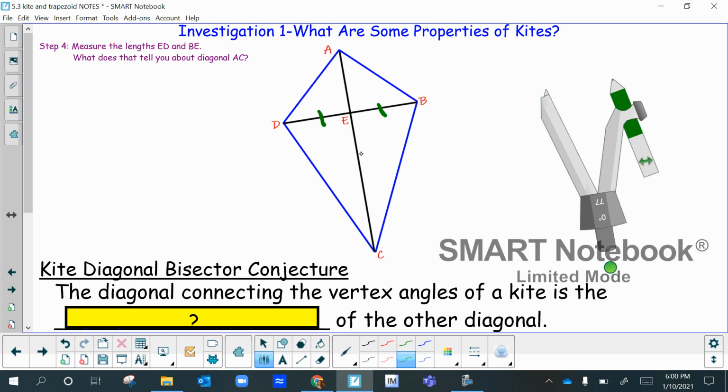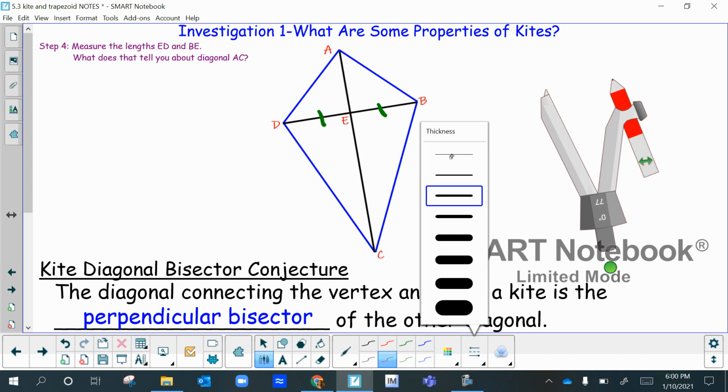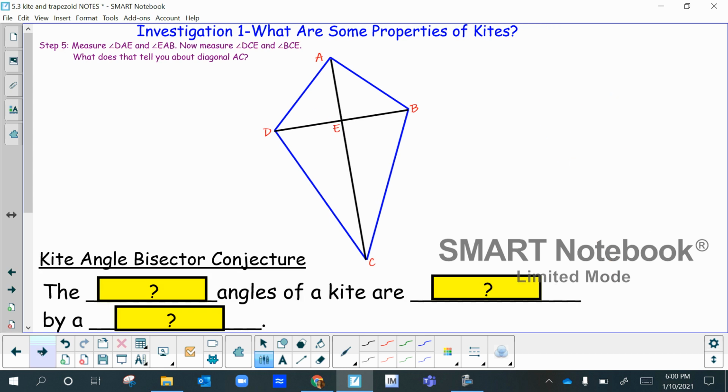So what does that say? This big diagonal, this diagonal that connects the vertex angles, since it makes these two pieces congruent, we're going to use the word bisect. So not only is it the bisector of it, but it also is a perpendicular bisector because it also forms that 90-degree angle like we just talked about a second ago. So I'm going to just redraw that. You're doing all of this on the same kite that you're using. So then that piece is congruent to that one. So make sure you're marking all of these marks on your kite. And let's go to the next one.